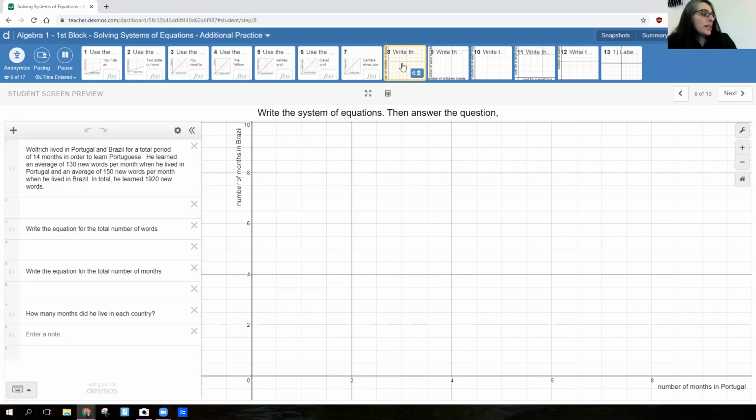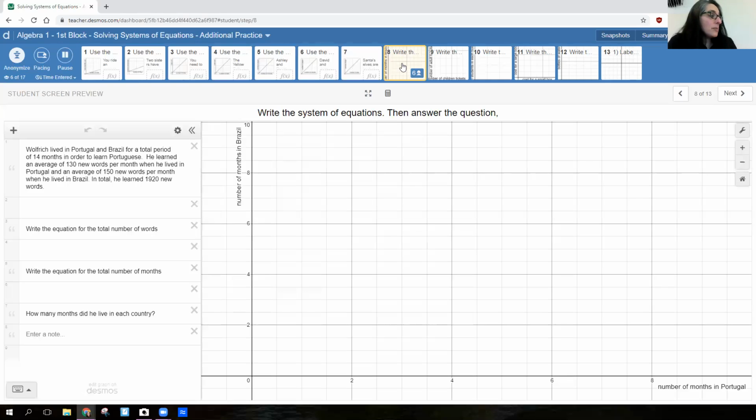So Wolfrich lived in Portugal and Brazil for a total period of 14 months in order to learn Portuguese. He learned an average of 130 new words per month when he lived in Portugal, and an average of 150 new words per month when he lived in Brazil. In total, he learned 1,920 new words. So that's a lot going on there.